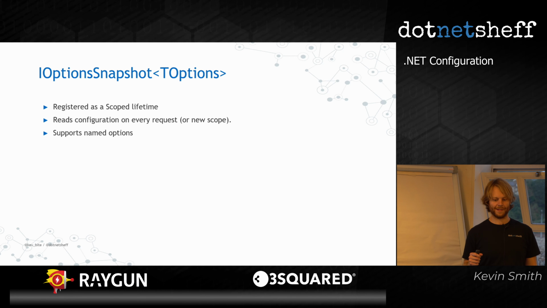It implements IOptions itself, but it's registered with a scoped lifetime. Every time you get a new scope from the DI container, it reloads the configuration at that time, so you get a snapshot. If you think about a web request coming in to ASP.NET Core, and you've got three classes that access IOptionsSnapshot of my settings, you'll only create that once and you'll get the same configuration settings across that whole request. That means if anybody changes any configuration while the app's running and a user's request is going through, you're not going to get some weird mixed configurations. And that also supports named configurations as well.